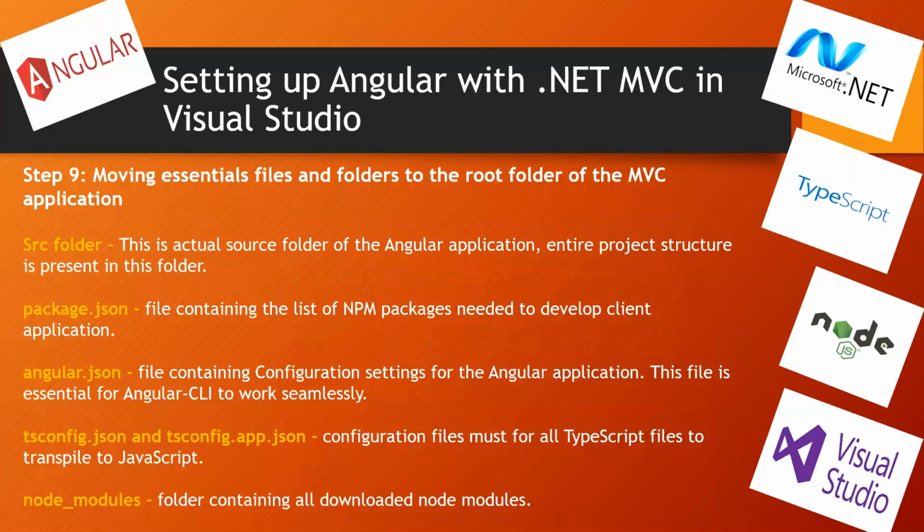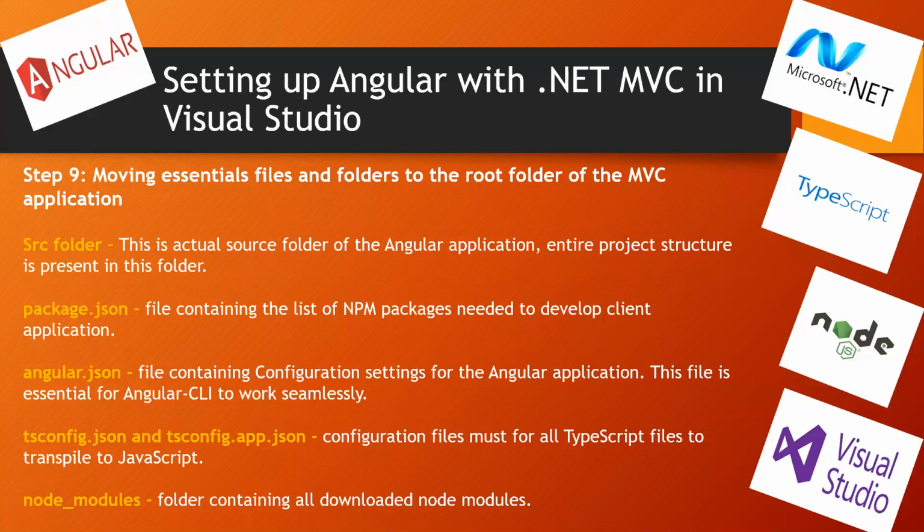Next step is moving essential files and folders to the root folder of the MVC application. Of all the files generated by Angular CLI, we don't need all of them. We only need these 6 files. The src folder contains the actual source code or project structure of the Angular application. We have the package.json file, which contains the list of npm packages needed to develop the application. We have the angular.json file, which contains configuration settings for our Angular application.